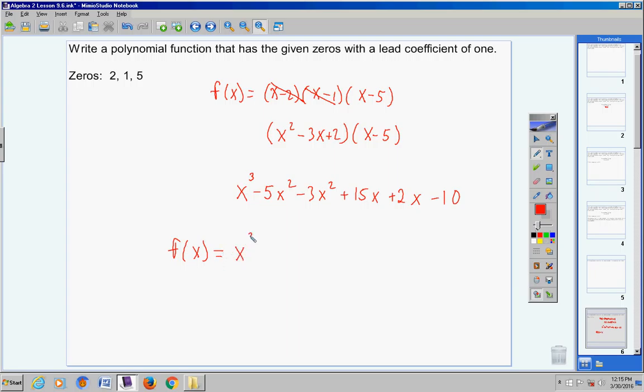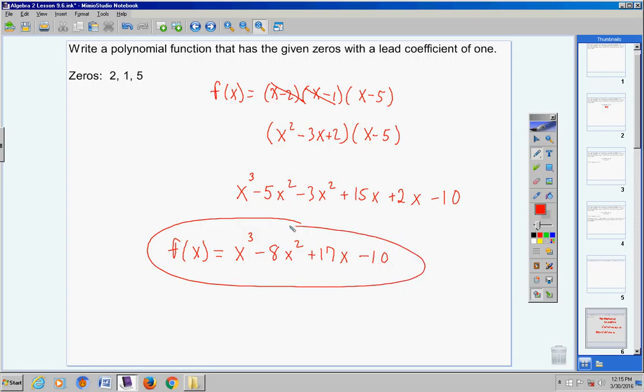So x cubed comes first. Then negative 5, negative 3. That's negative 8x squared. Positive 15, positive 2, positive 17x. And then negative 10. Look at that. You just wrote a polynomial function and all that I gave you were the zeros.